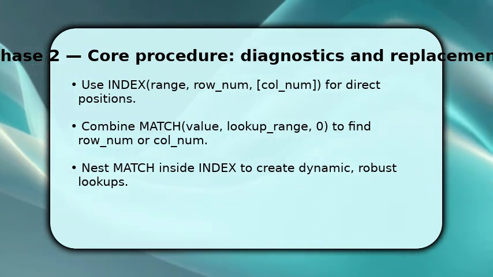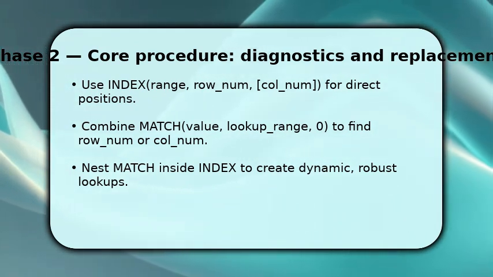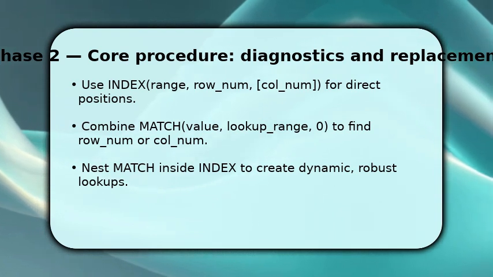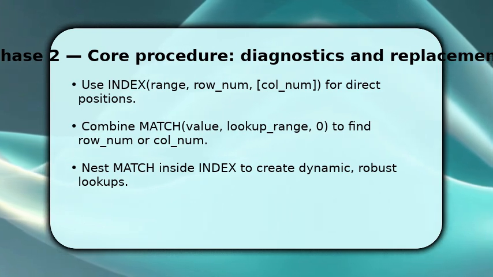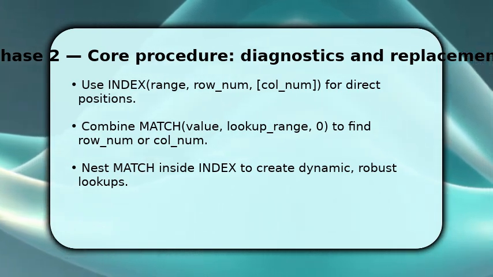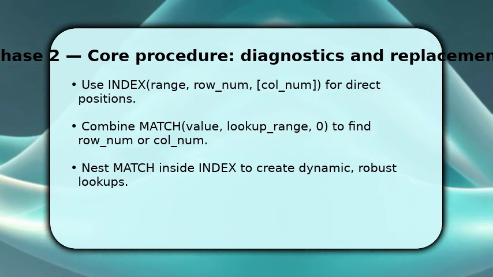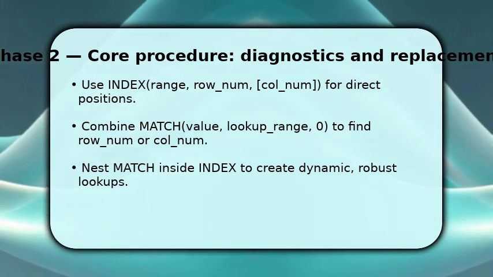Insert the MATCH call directly into INDEX so the row or column argument is dynamic. Make sure your lookup range orientation matches the INDEX argument, otherwise you will pull the wrong axis. Use absolute references if you will copy the formula across cells.